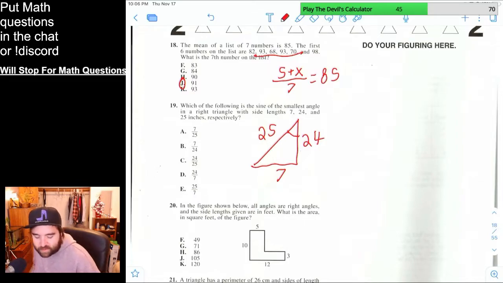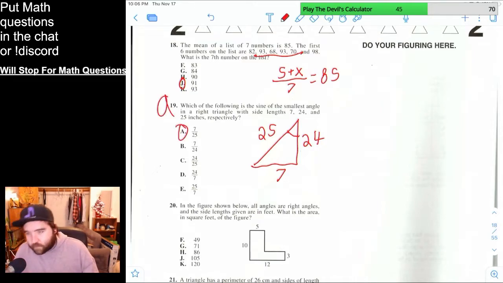And then they say, what is the sine? Well, the sine is the opposite over the hypotenuse. So it's 7 over 25. Beautiful.